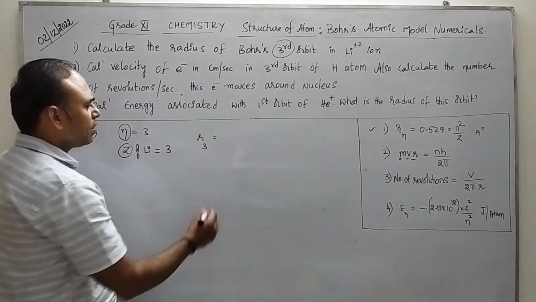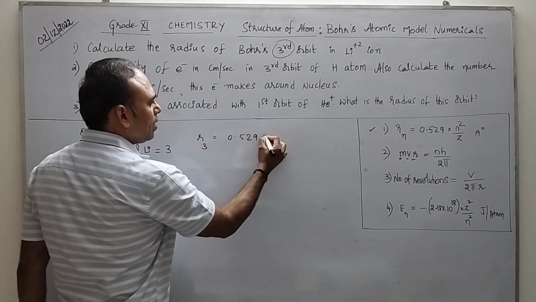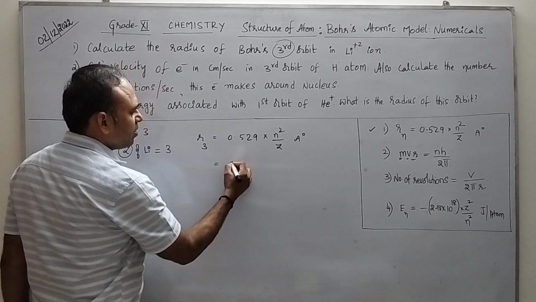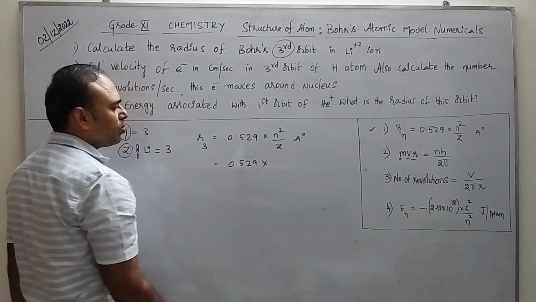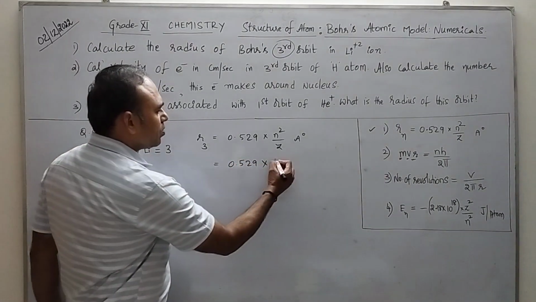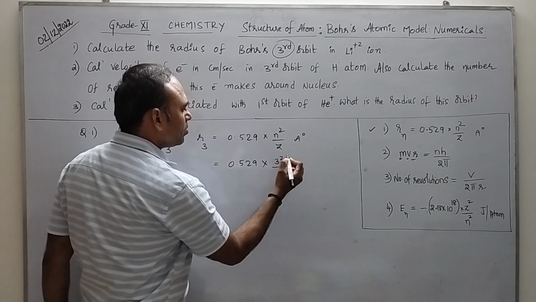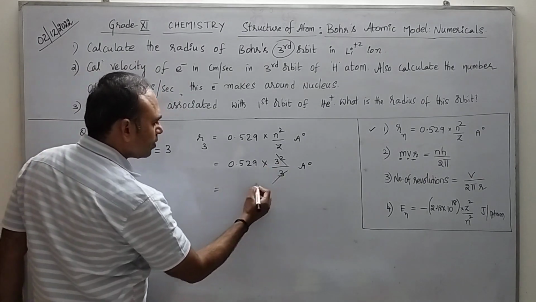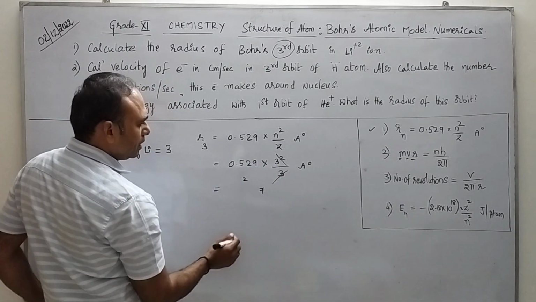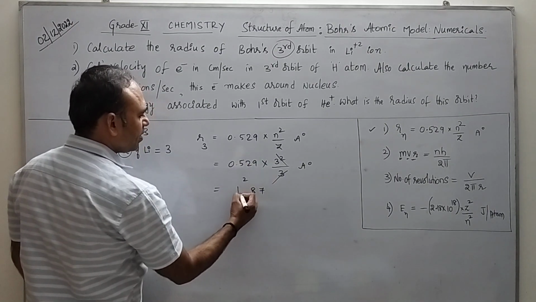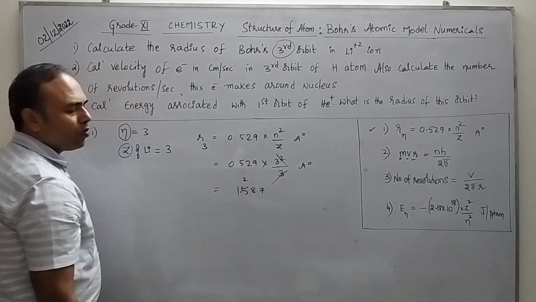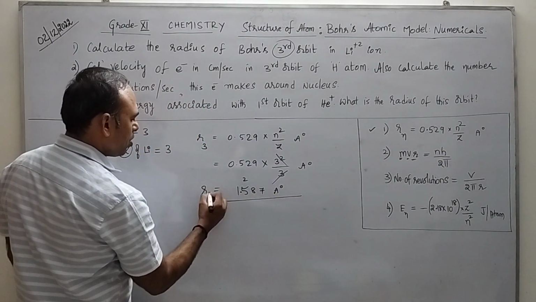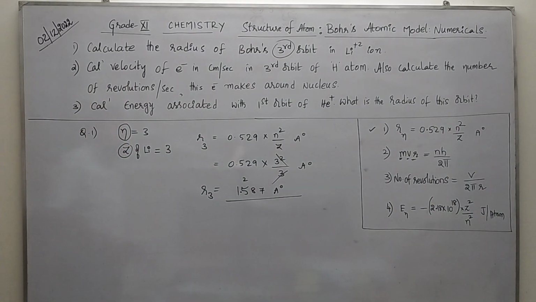The formula is 0.529 into n square by Z angstrom. On substituting, we get 0.529 into n is 3, so 3 square, by atomic number, which is also 3. So you can cancel this 3, now 3 into 3, so 9. 3 sevens are 21, and 3 fives are 15. So we have 1.587 angstrom. So the radius we got. Hope you are able to understand this.